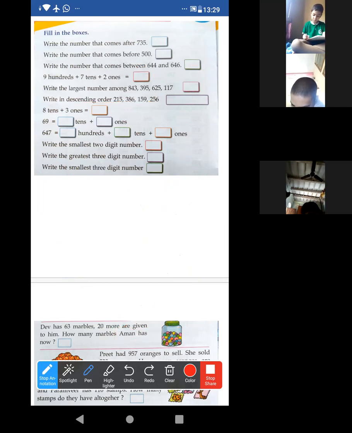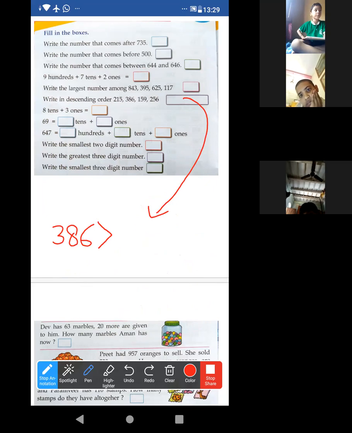Understood though? So just maintain the order for this one, and put the greater than sign properly, okay? 386 greater than 256 greater than 215 greater than 159.